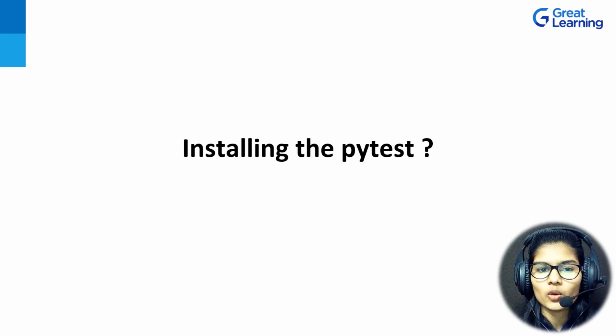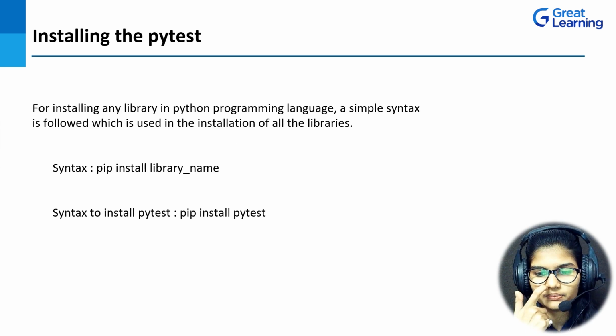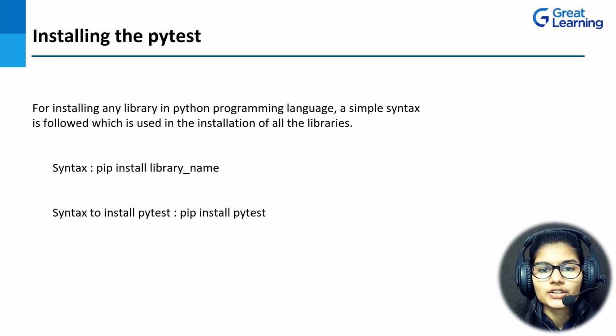Now we'll understand how we will be able to install PyTest. In the Python programming language, this PyTest belongs to Python only. For installing any of the libraries in Python, we have a very simple syntax, and that is used while installing any library. You write pip, then install, and after that you write the respective library name which you want to install. In our case, our library name is PyTest. So I could simply write pip, then install, then PyTest.